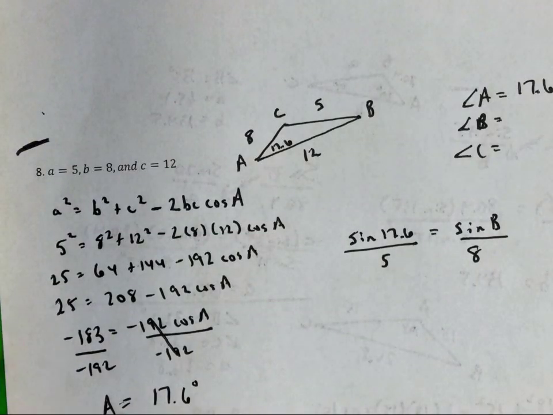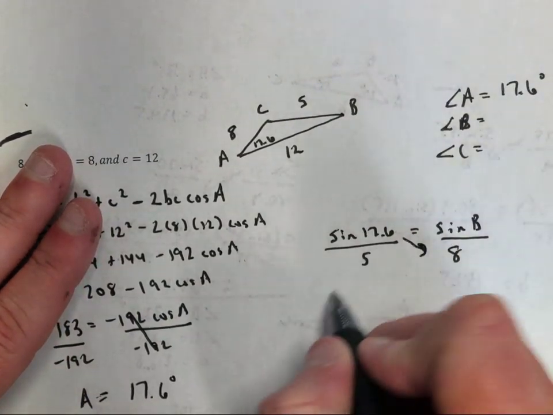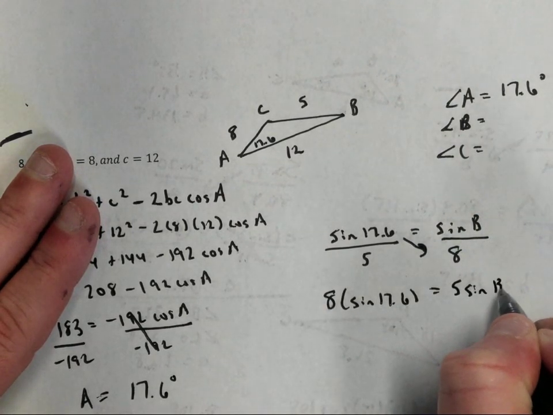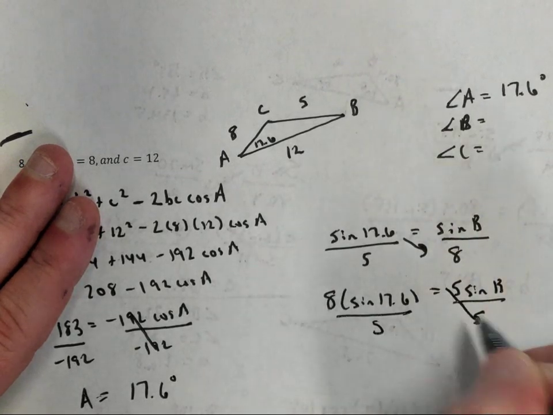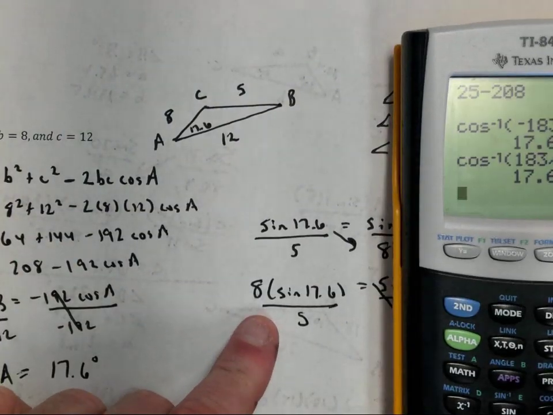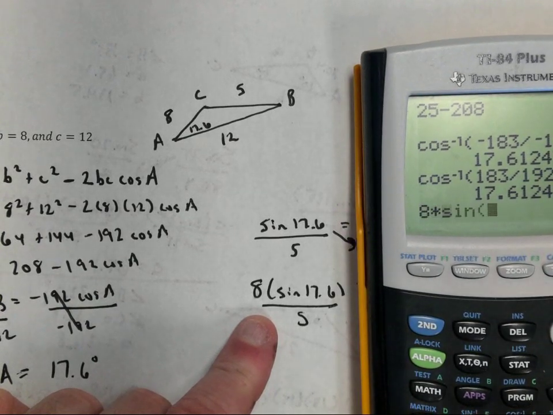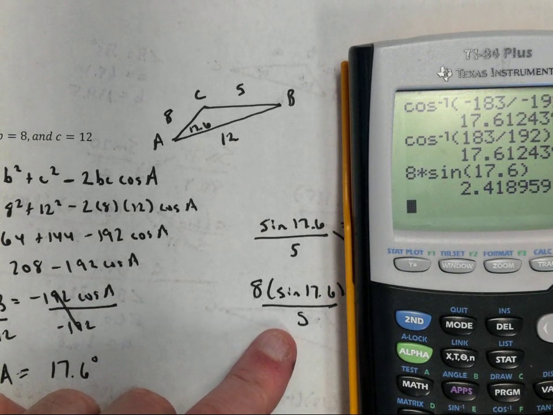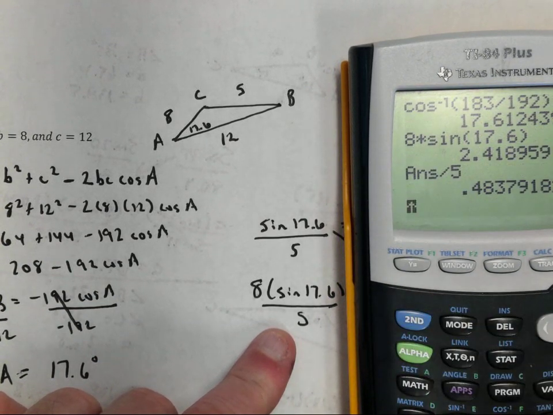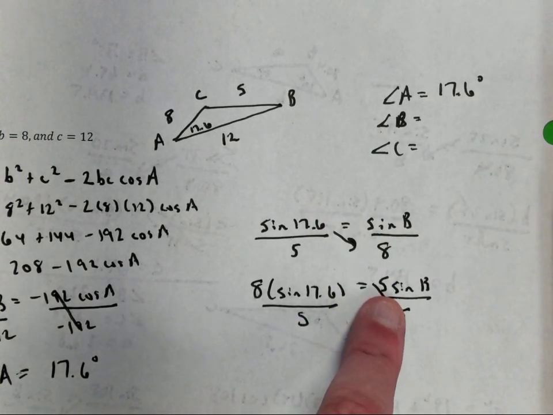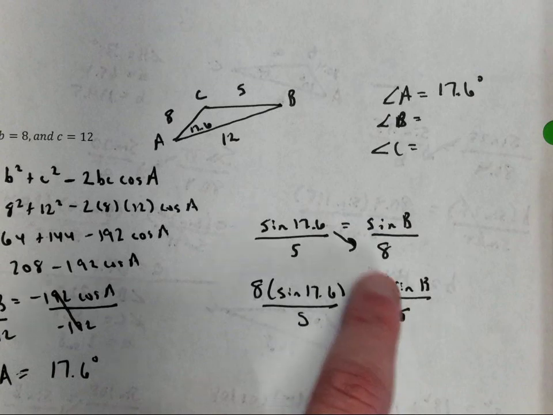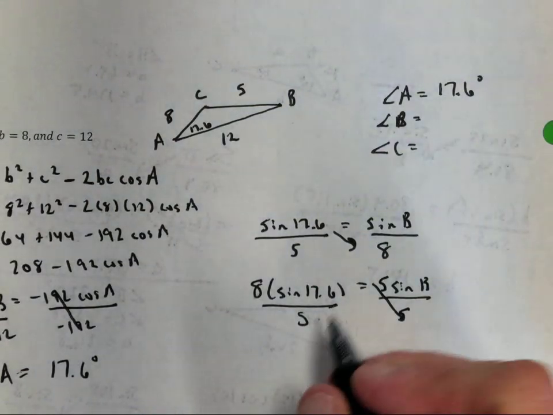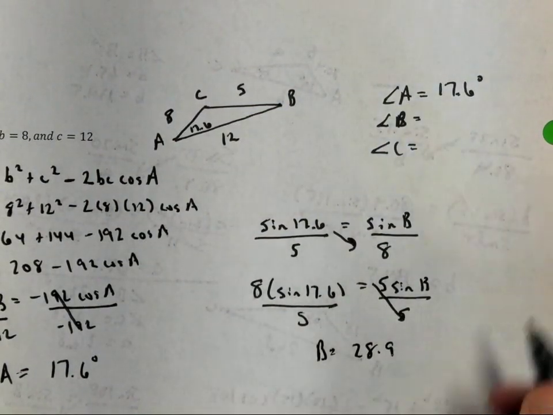Alright, now I'm going to cross multiply. 8 times sine of 17.6 equals 5 times the sine of B. So I'm going to say 8 times sine of 17.6, divide that by 5, hit second sine. Because you got sine, don't hit second cosine because you're in law of sines now. Second sine, that answer, and I get 28.9.